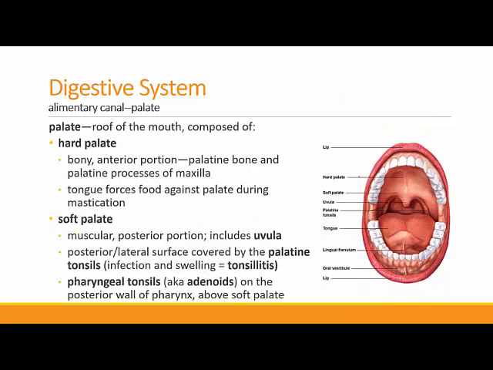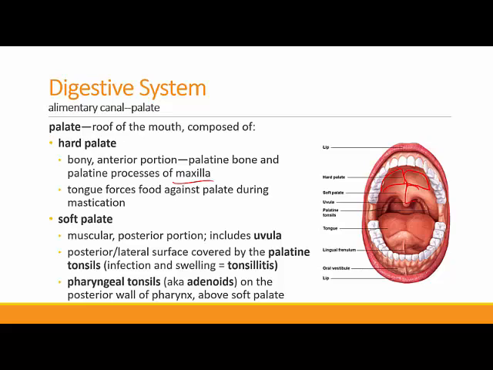Okay, now let's look at the roof of the mouth, which is referred to as the palate. There is a very hard region of the palate, that is the hard palate. It is underlaid by bone, by the palatine bone, and by the palatine processes that interdigitate with the palatine bone. Palatine processes are part of the maxilla, the upper jaw bone. And as we're chewing, the tongue will force the food against the hard palate.